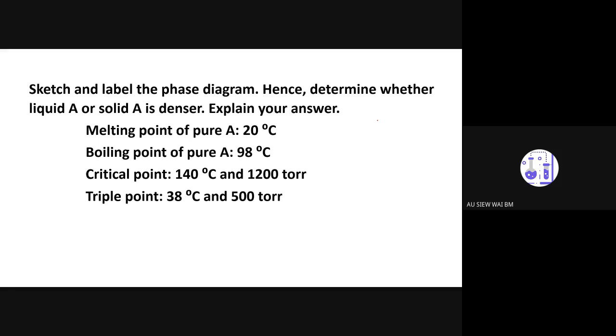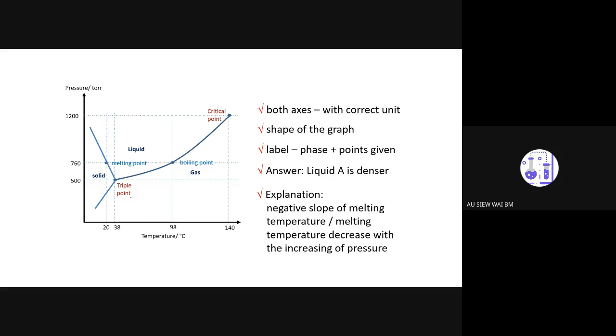I had this one: sketch and label a phase diagram. Determine whether liquid air or solid air is denser. Explain your answer. So this one for your phase diagram. I rasa, for me, I rasa dia tak akan keluar je. Sketch and label the phase diagram, tapi mana dalam nanti dia keluar. So they give you some of the important point, melting point, boiling point, and then critical point, and then triple point. So nak lukis phase diagram macam ni. And normally they ask you to sketch the phase diagram.